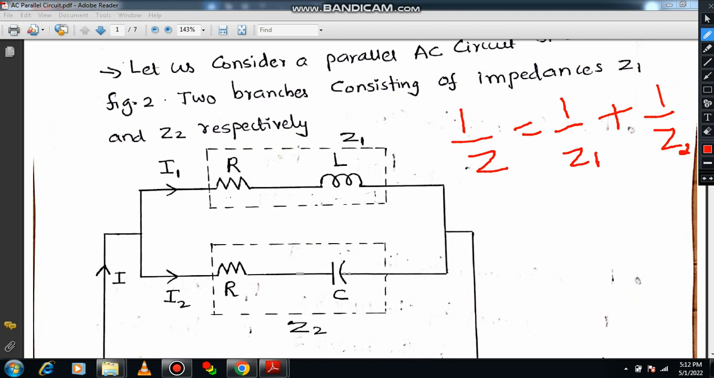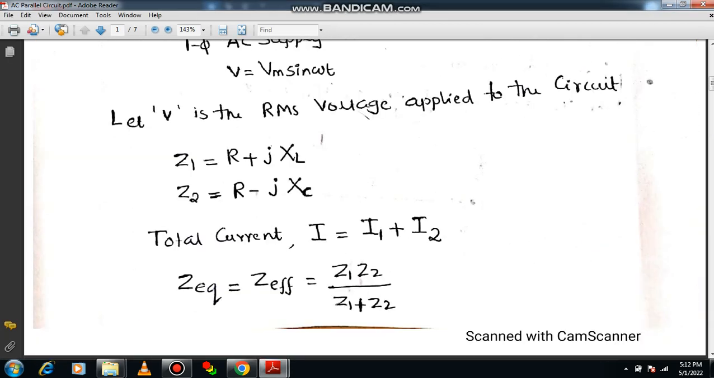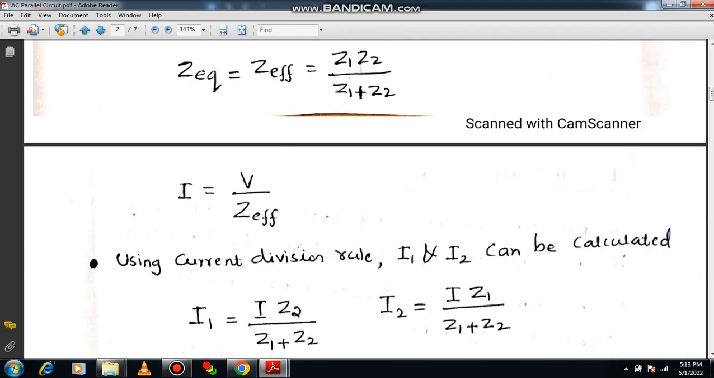Or else we can write it this way. This is Z equivalent or Z effective. Anything is okay, depending on what is convenient for you. Therefore, the Z effective value can be written as Z1 into Z2 by Z1 plus Z2. You already studied this in DC circuits; there are similarities. Up to this, I think it is very clear to you. Therefore, the total current will be the ratio of the total voltage by the equivalent or effective impedance.